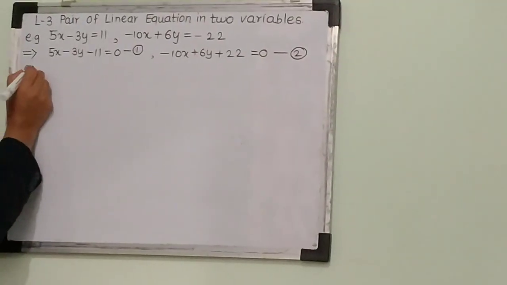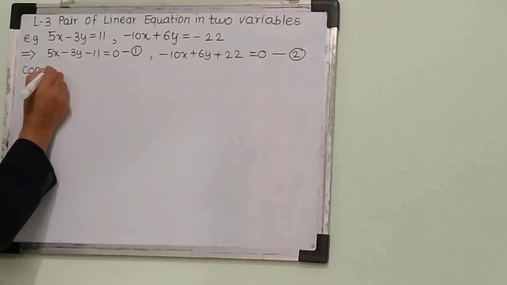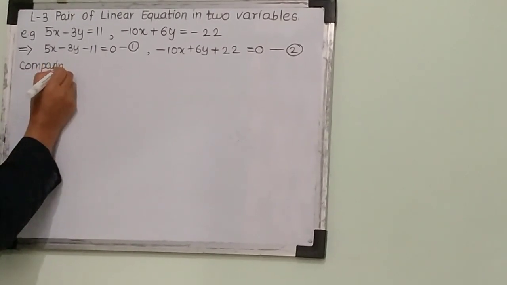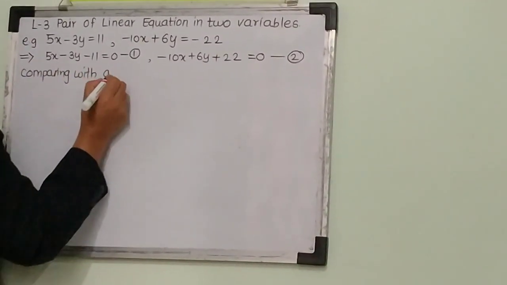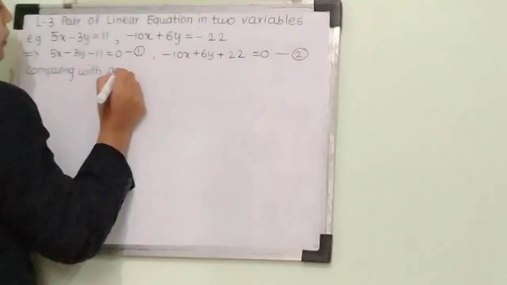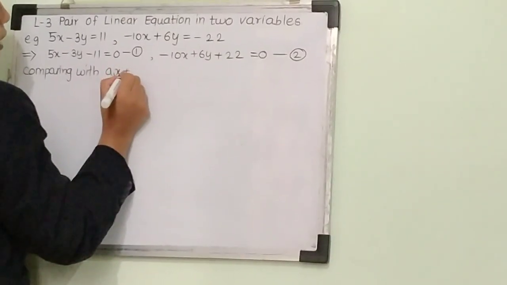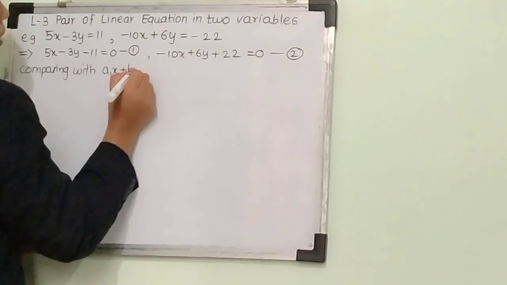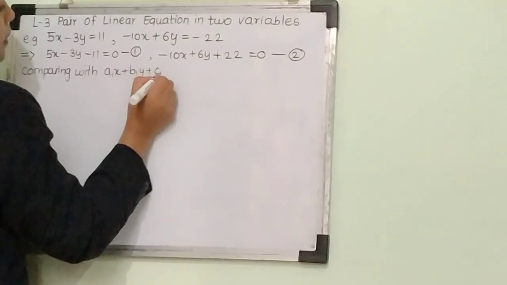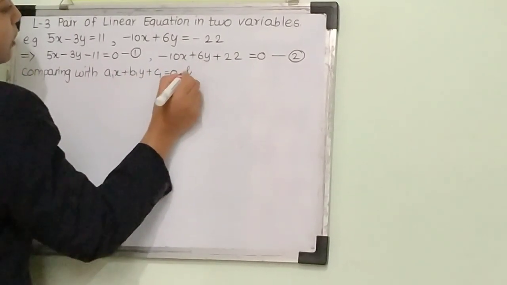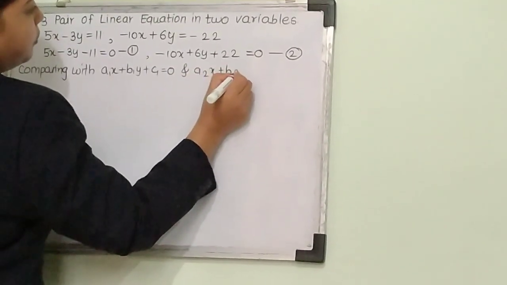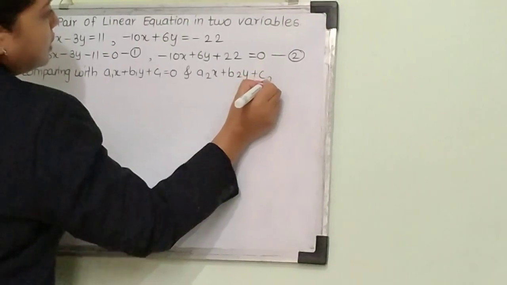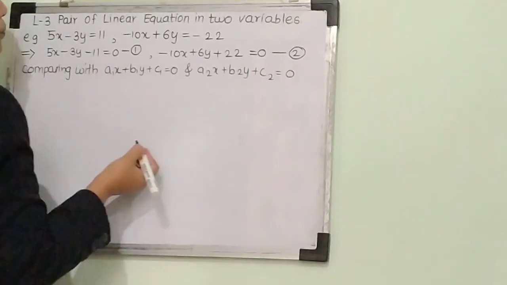Now we have to compare these equations with the general form of a pair of linear equations, a1x plus b1y plus c1 equals to 0 and a2x plus b2y plus c2 equals to 0.